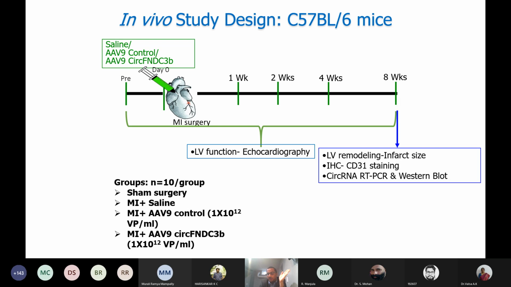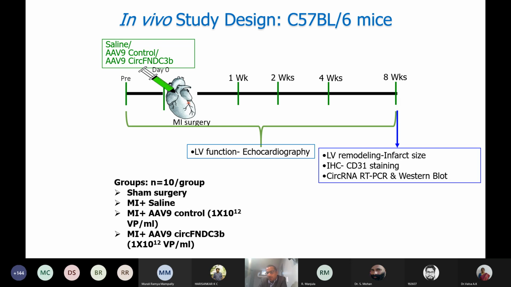So we use this as a vector to deliver our gene of interest, that is circular FNDC3B. We had either control or saline groups, or circular FNDC3B groups. Here are the number of viral particles we injected. We injected right after the MI, as you see here, this blue-green injection. That is a virus we are injecting with the transgene circular FNDC3B to increase its expression.